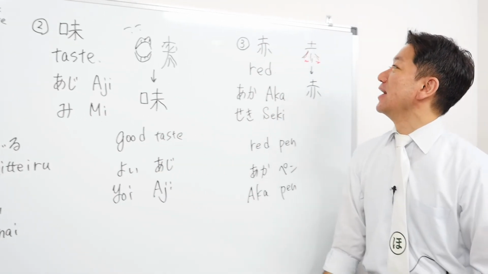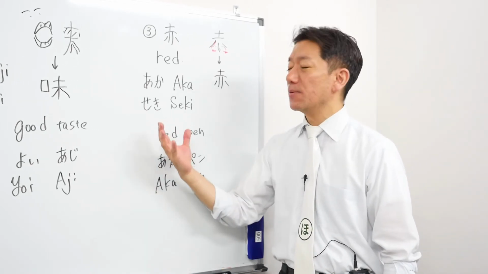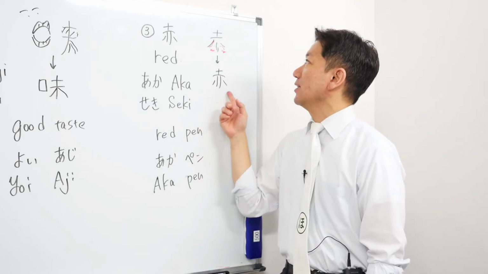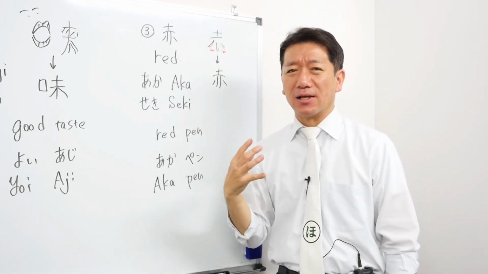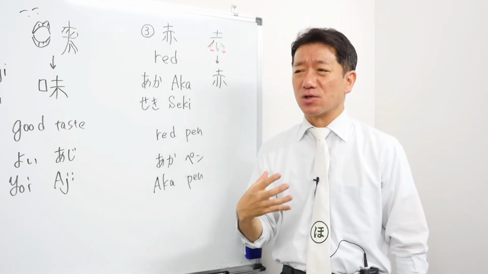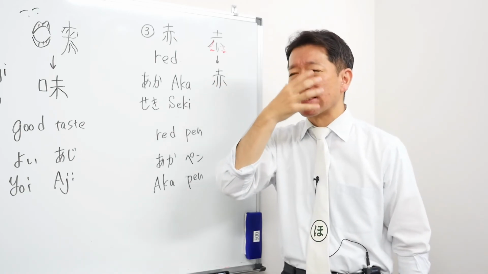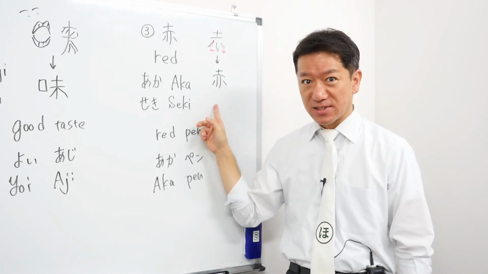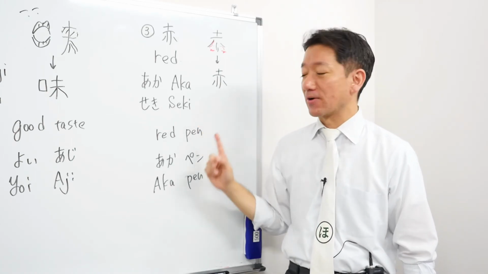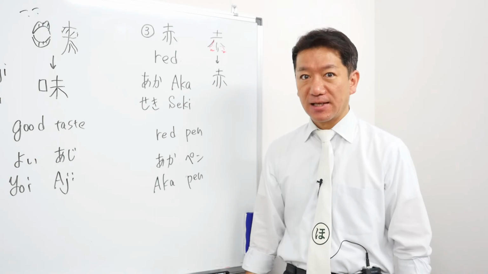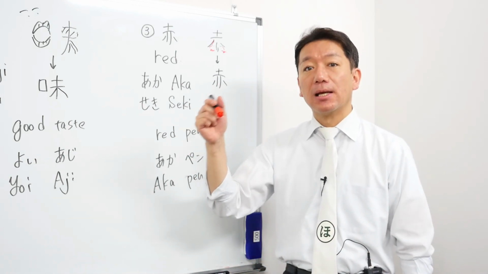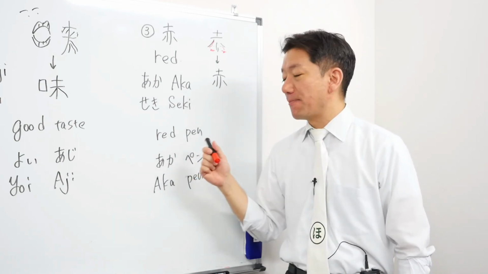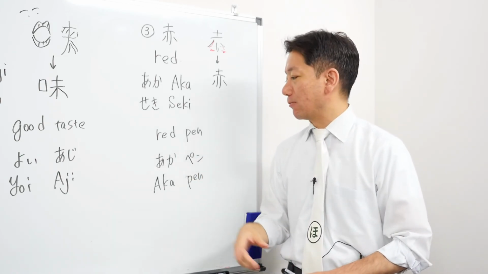And the last one, red. It seems a little bit complicated. Red, 赤. A man is really embarrassed and humiliated, and turns red. This image can be transformed into this kanji, 赤. For example, a red pen, you're holding a red pen. 赤 pen, and holding is 持っている. So, 赤ペンを持っている, I am holding a red pen.